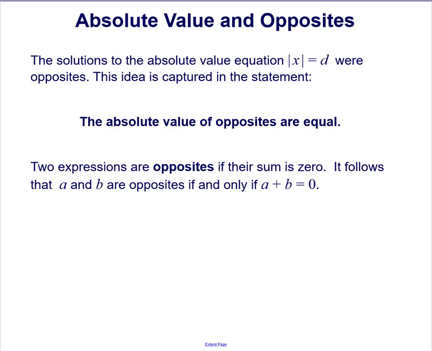Let us now turn our attention to absolute value and opposites. The solutions to the absolute value equation, the absolute value of x equal to d, were opposites. This idea is captured in this statement. The absolute value of opposites are equal. Two expressions are opposites if their sum is 0. It follows that a and b are opposites if and only if a plus b is equal to 0.